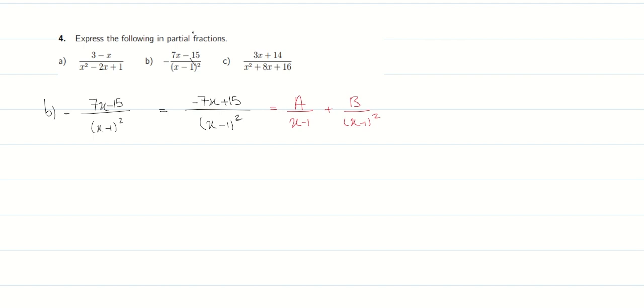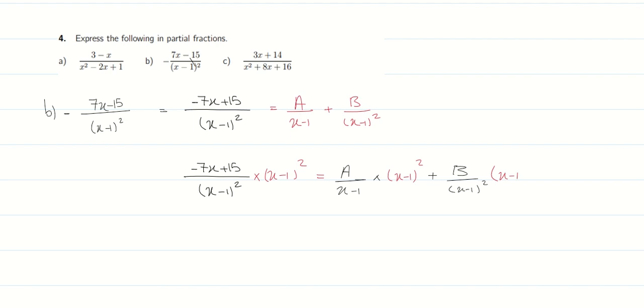So I'm just gonna rewrite the expression on the left hand side, and I'm gonna multiply this expression by x minus 1 squared. Then I'm gonna apply the same thing to both of the other terms. On the first term, we have a over x minus 1, which is going to be multiplied again by x minus 1 squared. On the last term, we have b over x minus 1 squared, which is again going to be multiplied by x minus 1 squared.